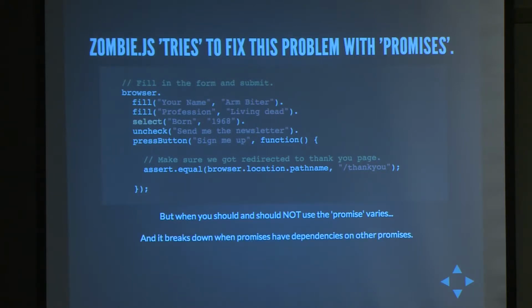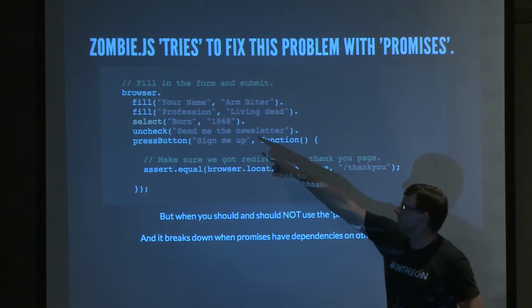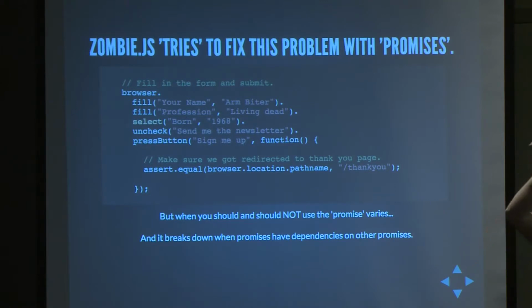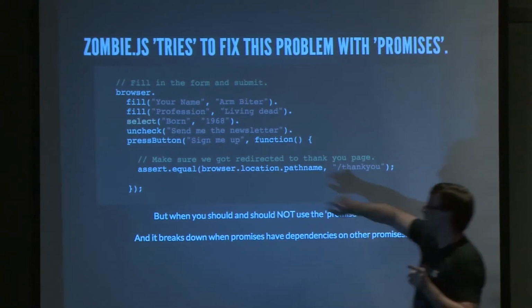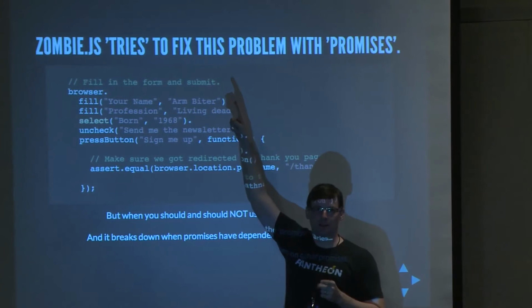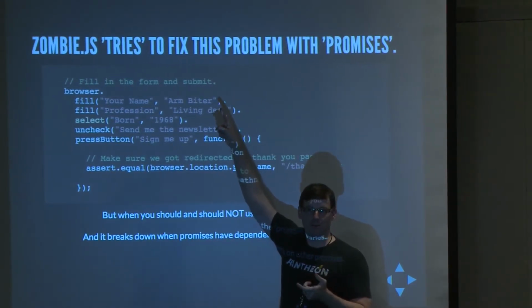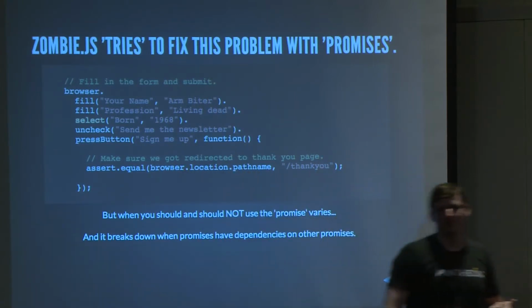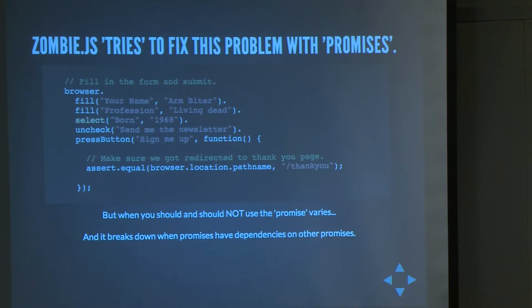Another pitfall is it breaks down when promises have dependencies on other promises. Just to give you an example, let's say this fill your name. What if we actually wanted to fill that with the contents of an element on the page? We would have to have another command to get the value, and then somehow pass that value to the next promise. However, what most people would do is replace this string here with the contents of that string, but at that point, that string is nothing because it hasn't been executed yet. And so promises break down for that reason.